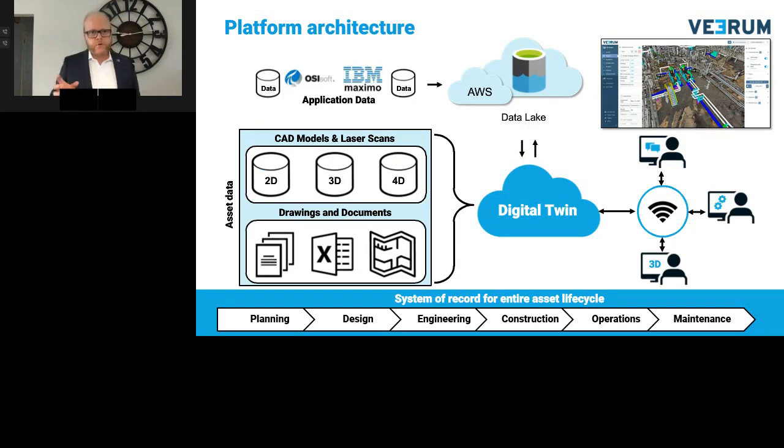So from an architectural point of view, and this can be your client, this could be yourselves as an example, when you look at that asset data in the bottom left, whether it's 2D, 3D, and 4D, whether that's schedule, whether that's cost against certain components that can be integrated, and then your traditional 2D documents, PDFs, pictures, any of those file types. And then you're going to have your operational data at the top. And then some of those could be applications. It could be your OSI Pi SCADA data, could be using IBM Maximo from a workflow perspective.